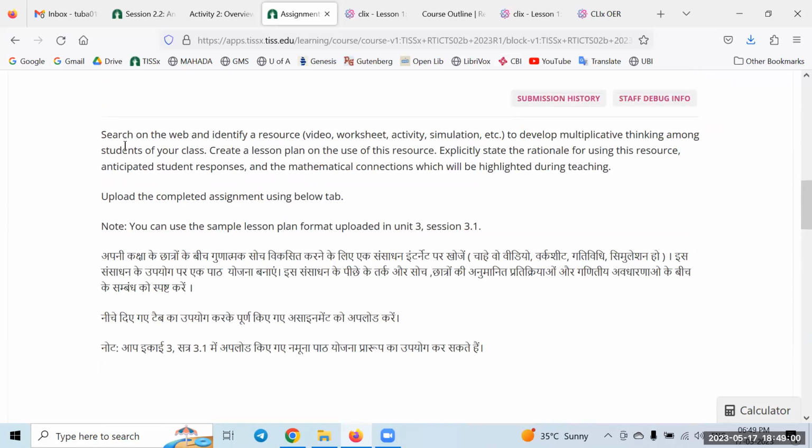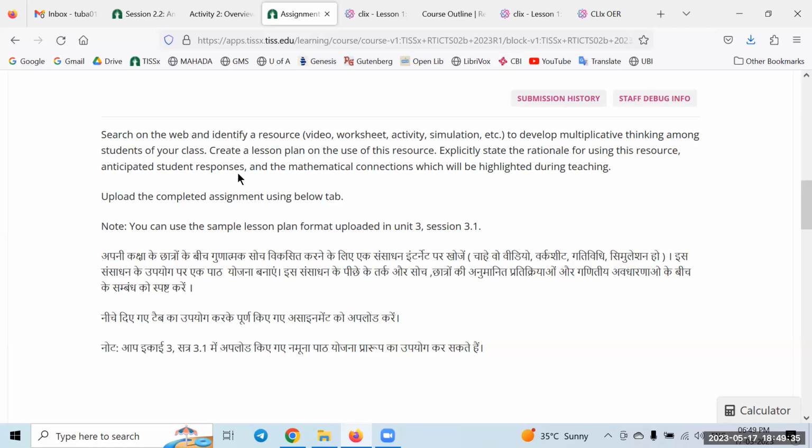So the assignment is: search on the web and identify a resource: video, worksheet, activity, simulation. When we say resource, you can use GeoGebra, any activity, any worksheet given on an online platform. Anything. To develop multiplicative thinking among students of your class, create a lesson plan on the use of this resource, and explicitly state the rationale for using this resource.